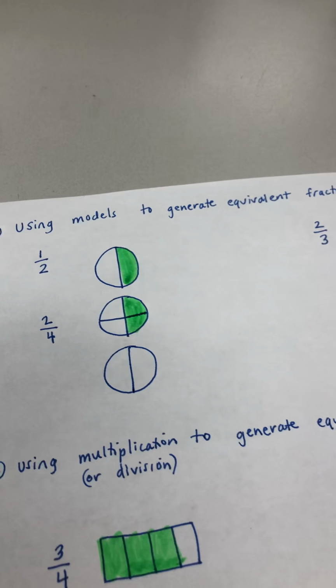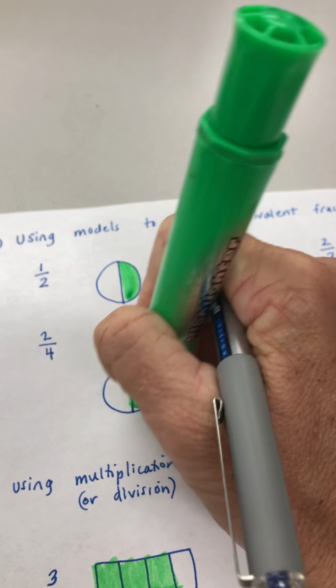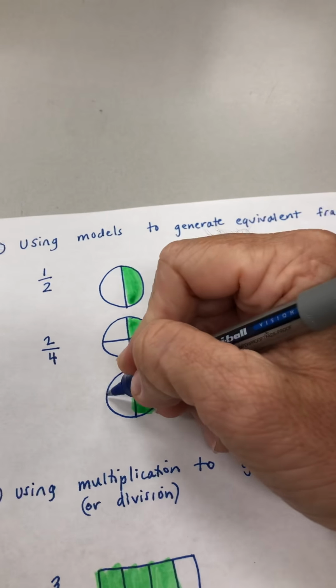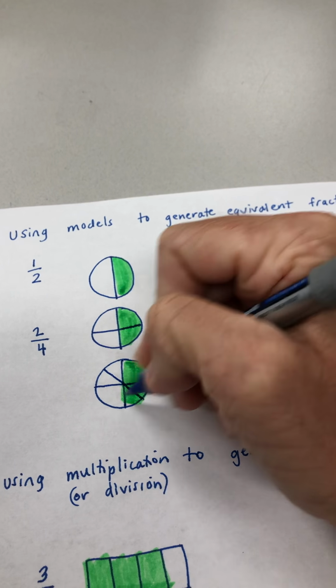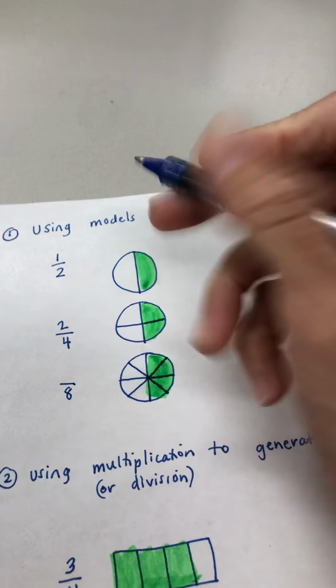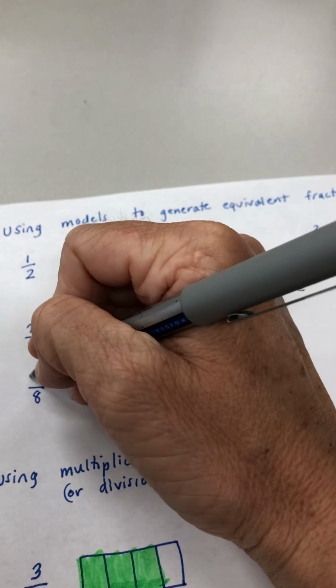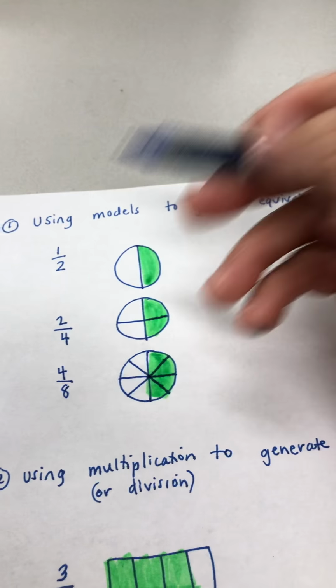Okay, and I'll do another one. Take my half again. I could take this 2/4 that I have now, split that again. Now I've made even smaller pieces. Now I have eighths. How many do I have? I have 4 of them. So all of these fractions are equivalent to 1/2.